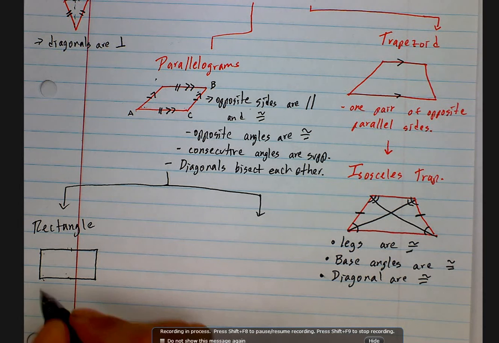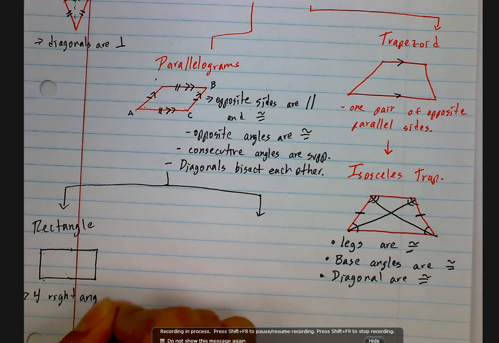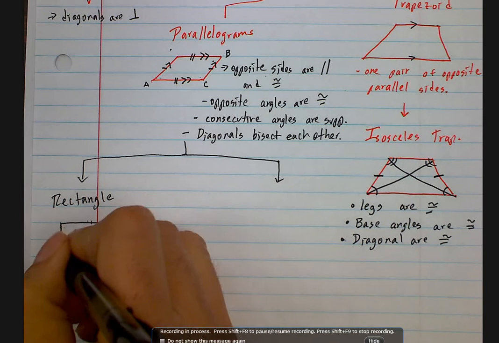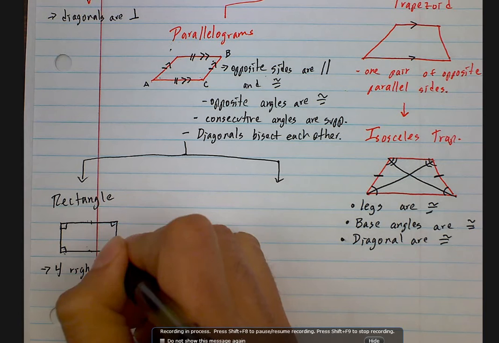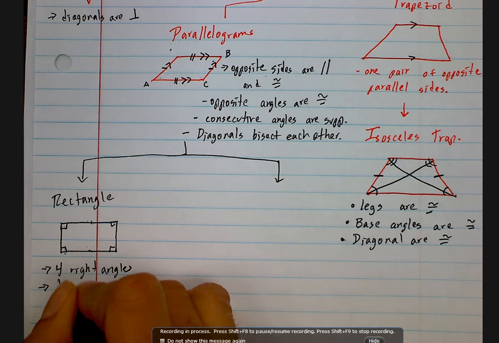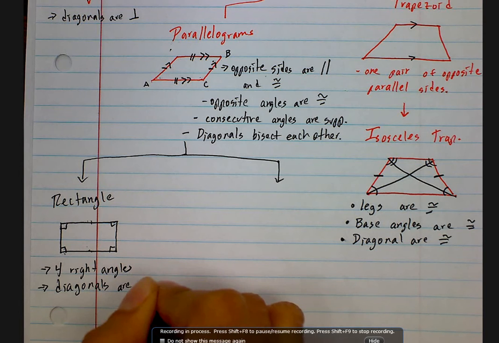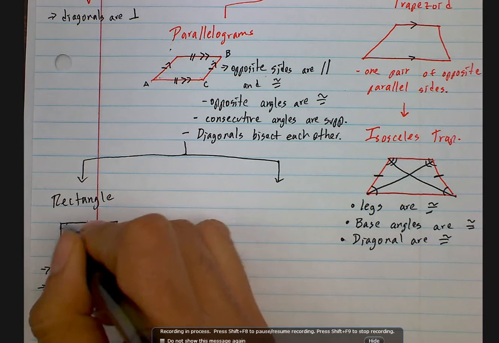The only main difference, I guess, is that it has 4 right angles: that one, that one, that one, and that one. And also diagonals are congruent. So this one is congruent to that one.